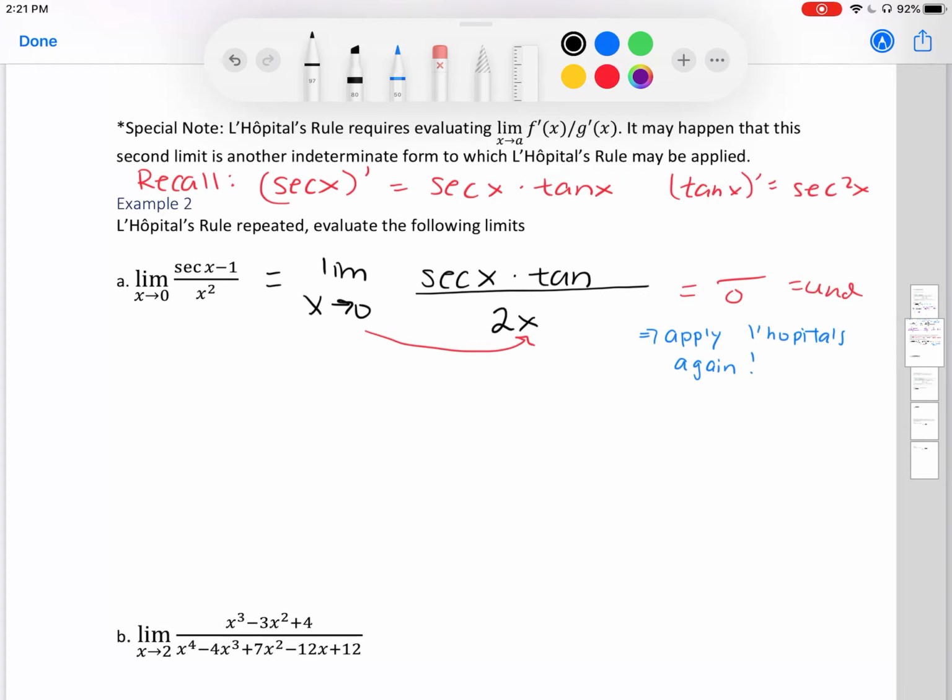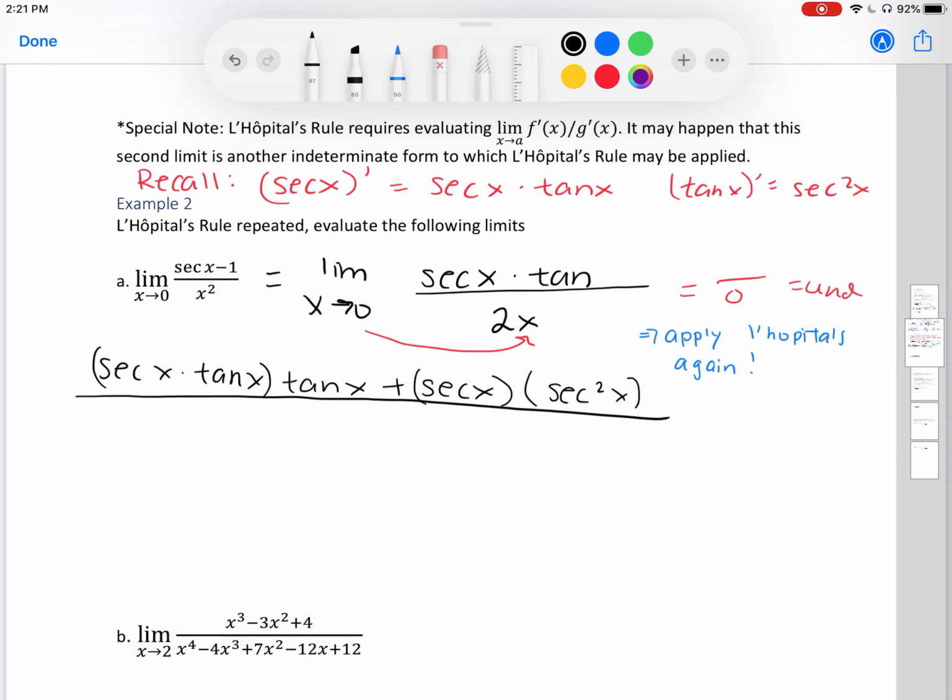So in our numerator, we have to proceed with product rule. The derivative of secant is secant times tangent, times our second, which is just tangent of x, plus our first, secant of x, times the derivative of our second, which is secant squared x, divided by the derivative of our denominator. The derivative of 2x is just 2. And don't forget the limit as x is approaching 0.